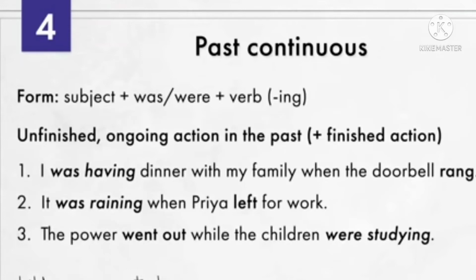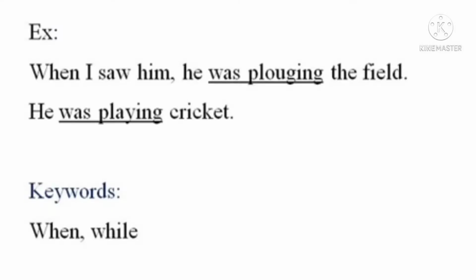So we say was for I, he, she, it. We use were for you, we, they. Look at another example. It was raining when Priya left for work. Let's see some more examples. When I saw him, he was ploughing the field. He was playing cricket. The keywords for past continuous tense are when, while, etc.